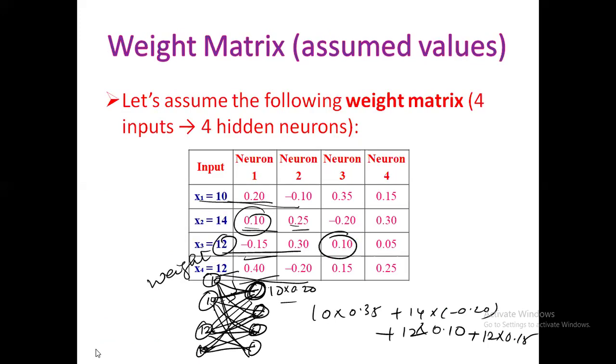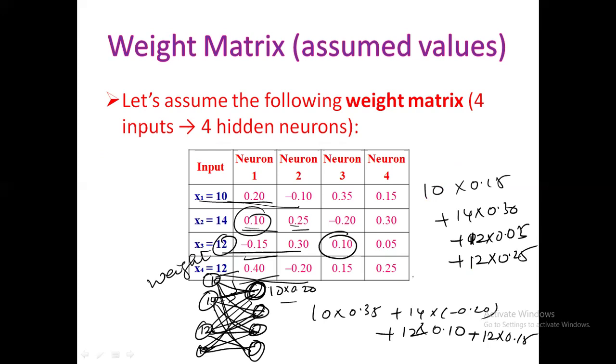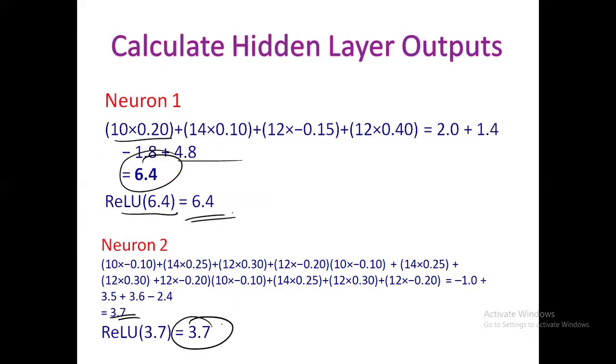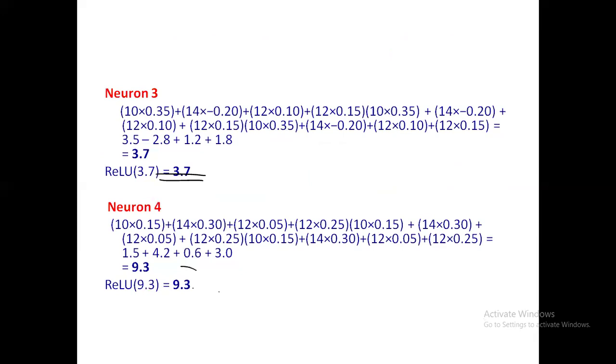Similarly, for the fourth neuron, what are you going to get? This is the fourth neuron: 10 into 0.15 plus 14 into 0.30 plus 12 into 0.05 plus 12 into 0.25. So all the weight values along with the inputs should be multiplied, and we have to calculate the value. Here also we apply ReLU. The value is positive, so we get the same value.